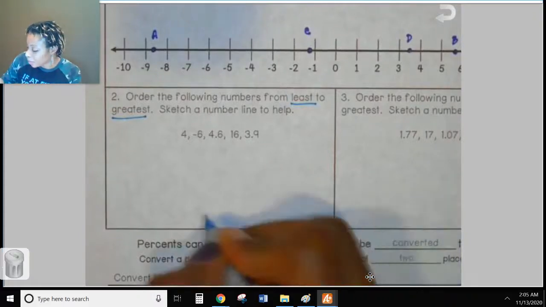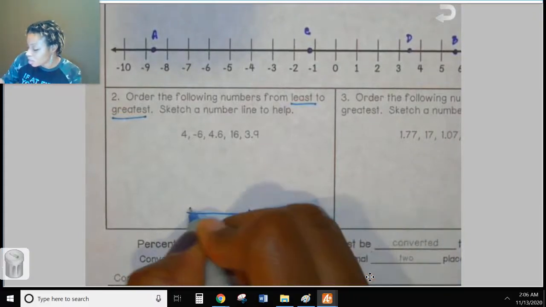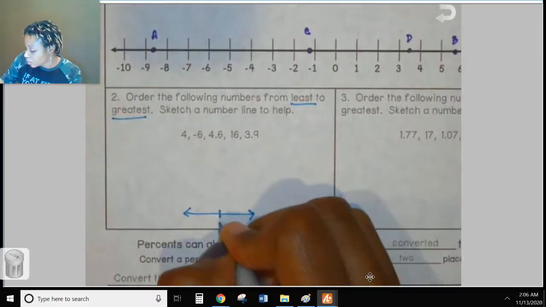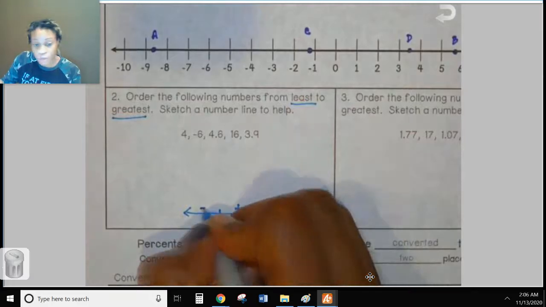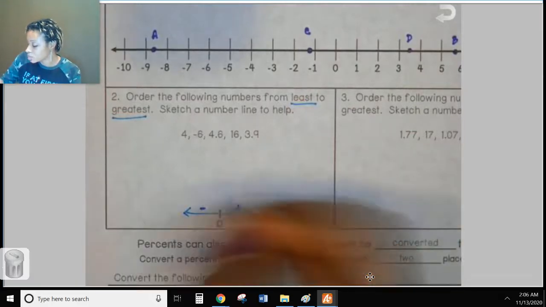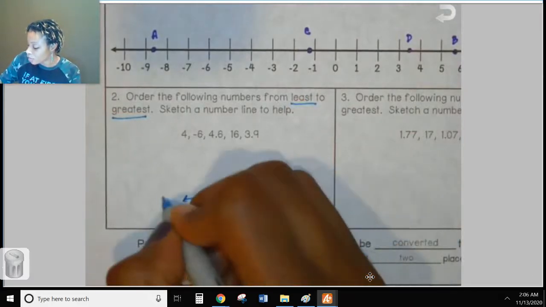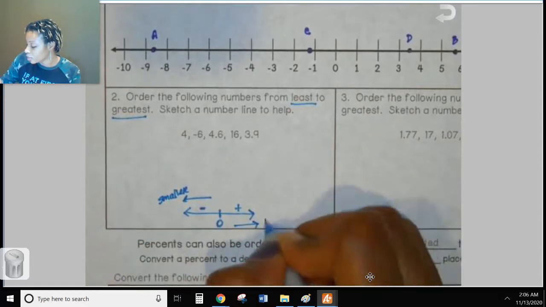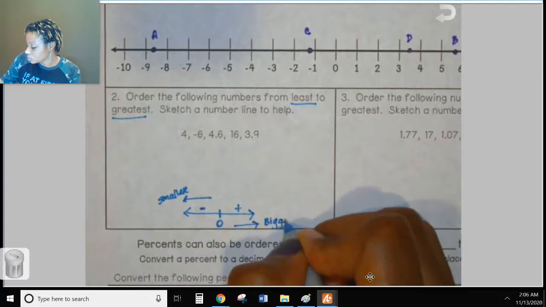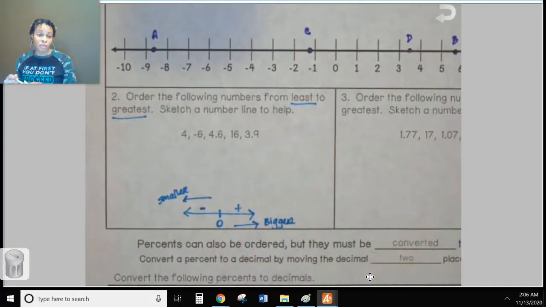On my number line, I am going to put the basics, which is 0 is in the middle, positives are to the right, negatives are to the left. Hopefully, remember, as we continue to go to the left, the numbers are going to get smaller. And as we go to the right, our numbers are getting larger. So if I'm comparing -1 and -6, -6 is farther to the left, so it's going to be smaller than -1.